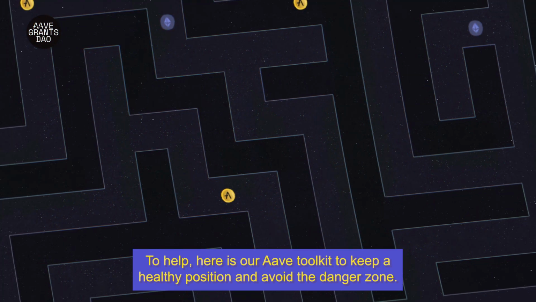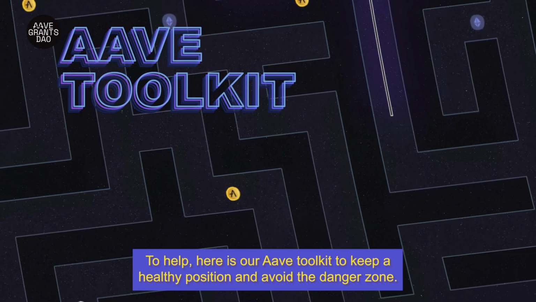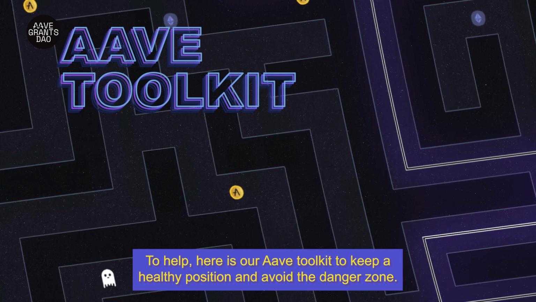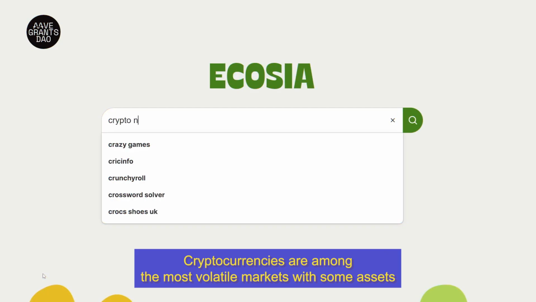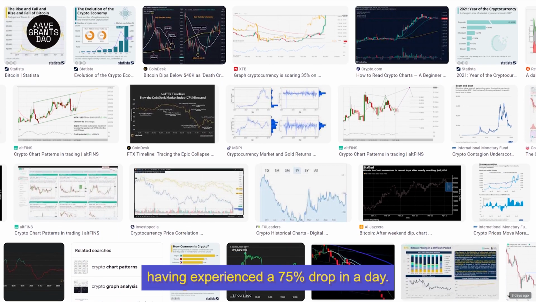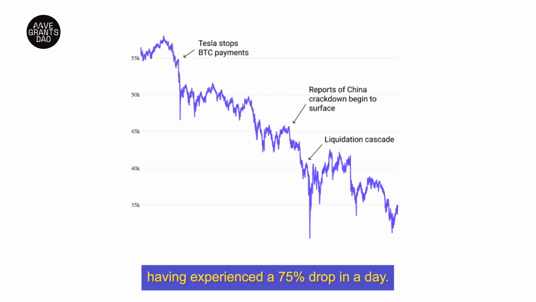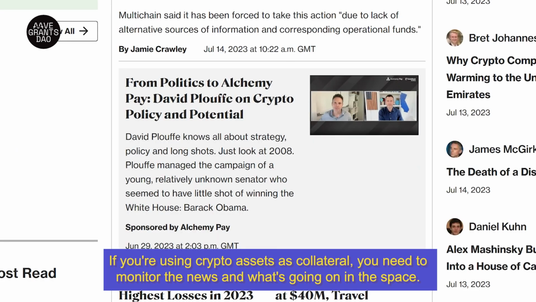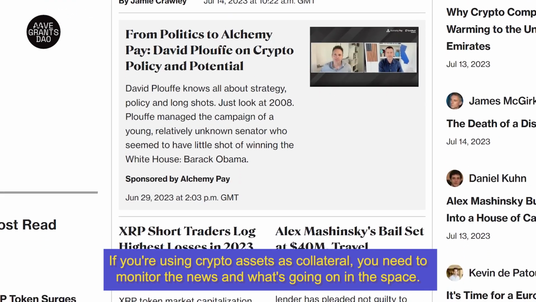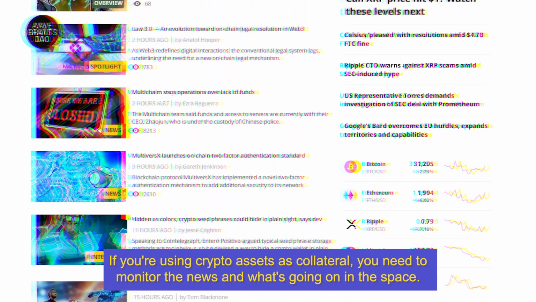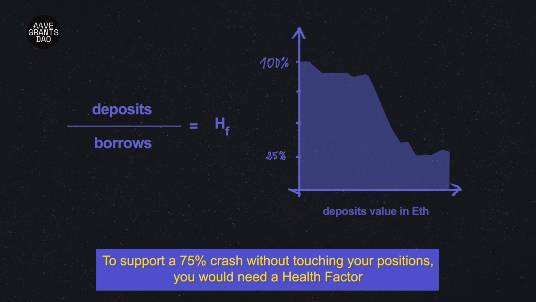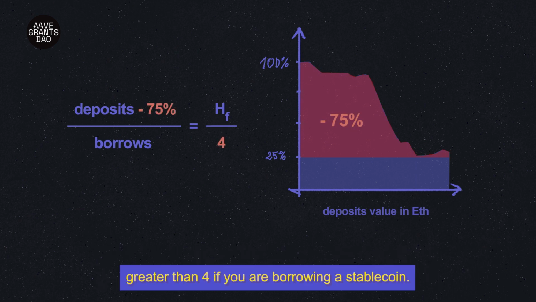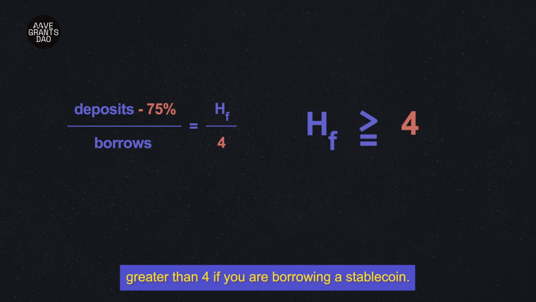To help, here is our Aave toolkit to keep a healthy position and avoid the danger zone. 1. Stay informed. Cryptocurrencies are among the most volatile markets, with some assets having experienced a 75% drop in a day. If you're using crypto assets as collateral, you need to monitor the news and what's going on in the space. 2. Be conservative. To support a 75% crash without touching your positions, you would need a health factor greater than 4 if you are borrowing a stablecoin.